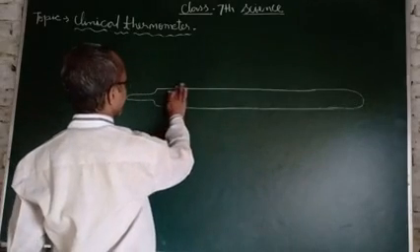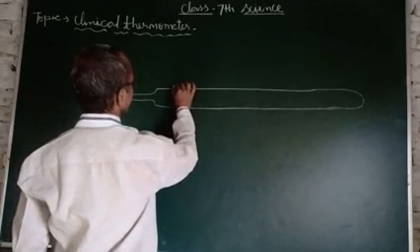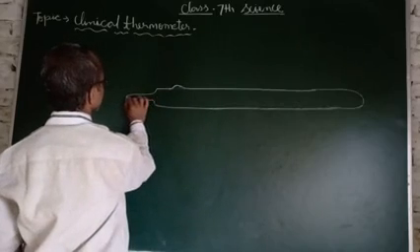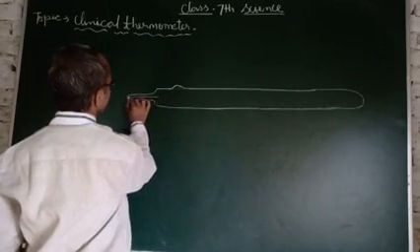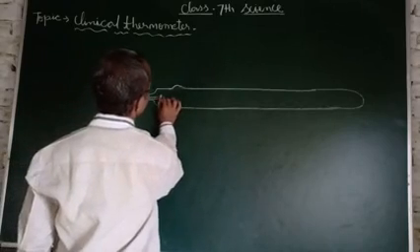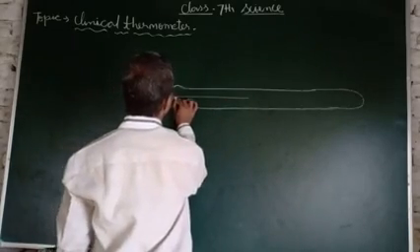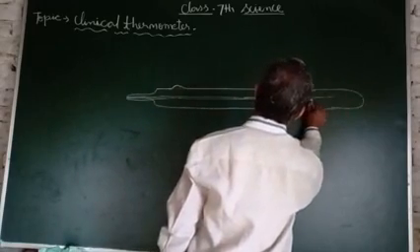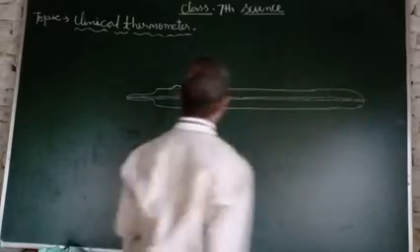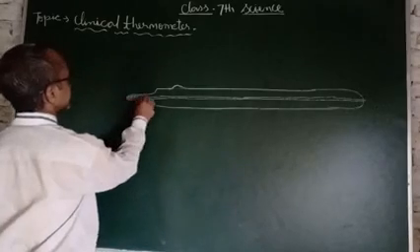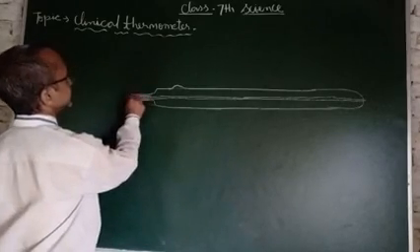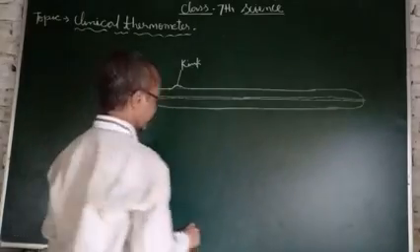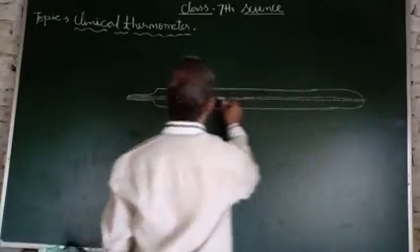So the clinical thermometer looks like this. This is a clinical thermometer. Here it is a kink. This is the mercury thread. Mercury thread. Kink. The markings are on this.